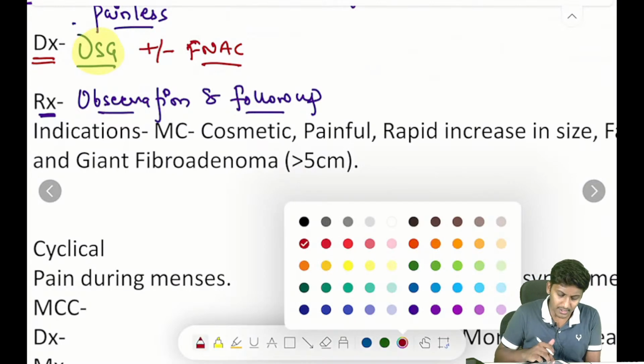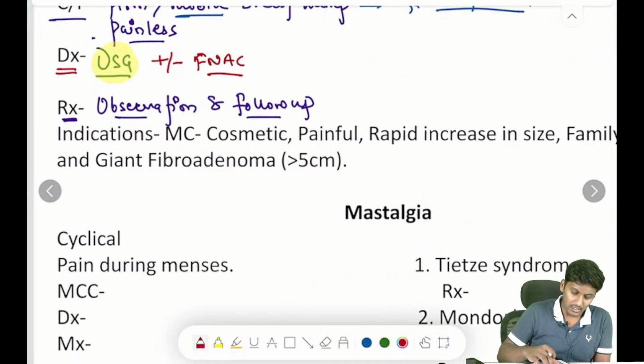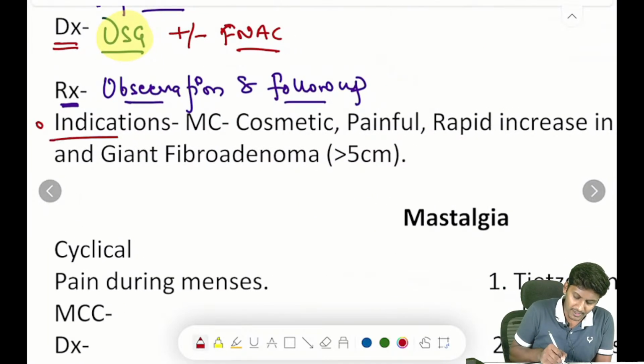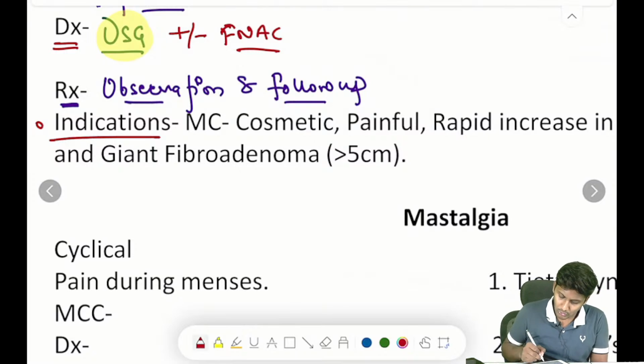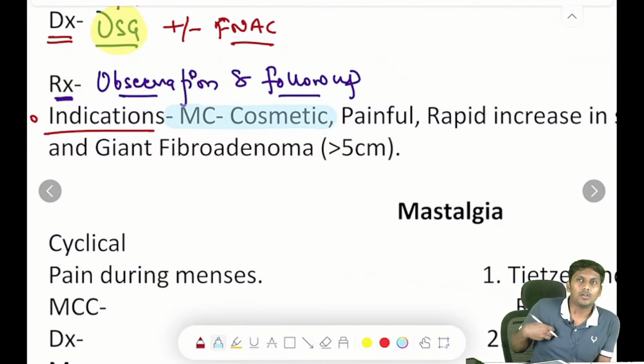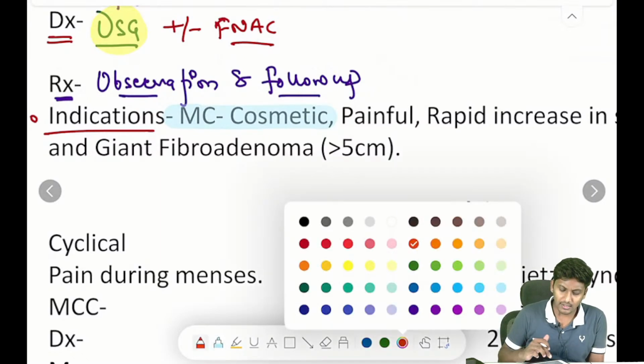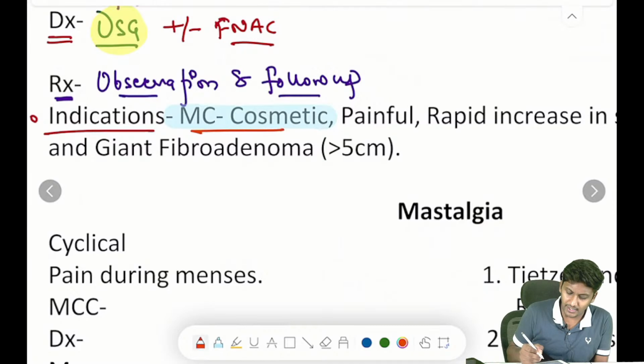then call for a short interval follow-up, that is after every 6 months. Okay? Important is, what are the indications of surgery? We will only operate a fibroadenoma of breast when there are these indications. The most common indication, which has been asked in your examination, is cosmetic, because the patient feels that it does not look good. Only the patient wants to get it operated. Most of the times it is that. Most common is actually the cosmetic indication.